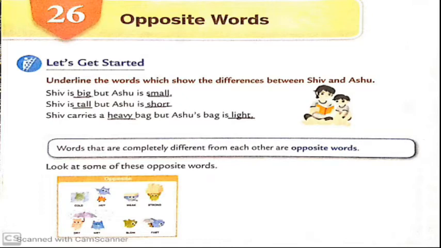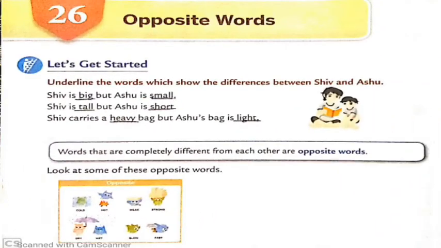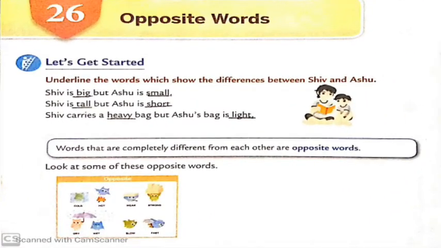Students, words that are completely different from each other are opposite words. You can see some of these opposite words in the chart given below. Like opposite of cold is hot. Opposite of weak is strong. Opposite of dry is wet. And opposite of slow is fast.